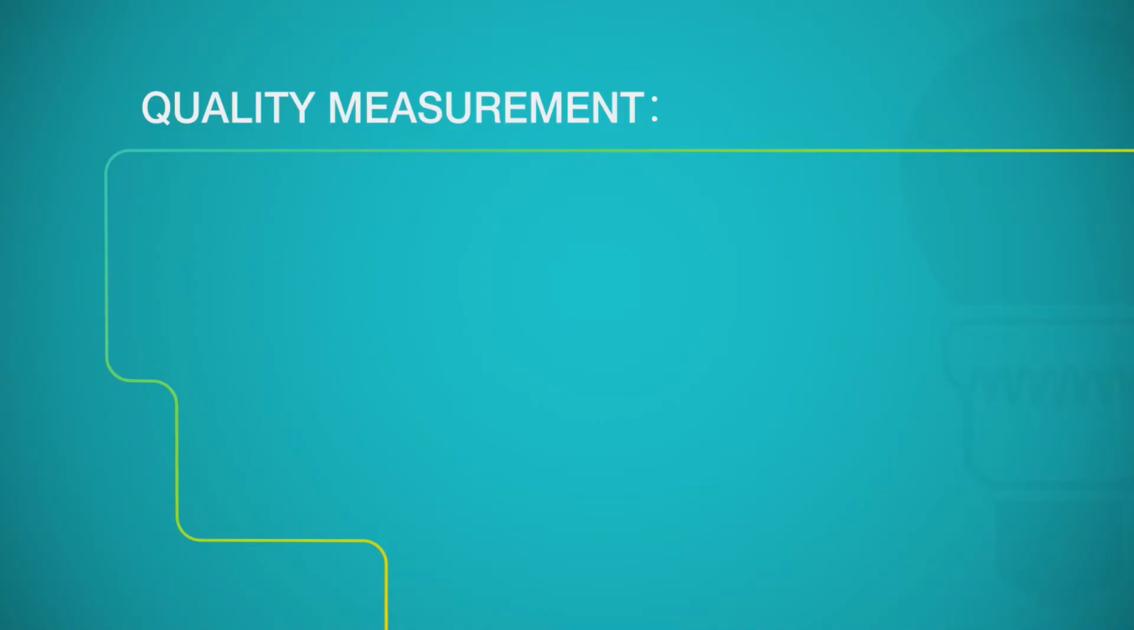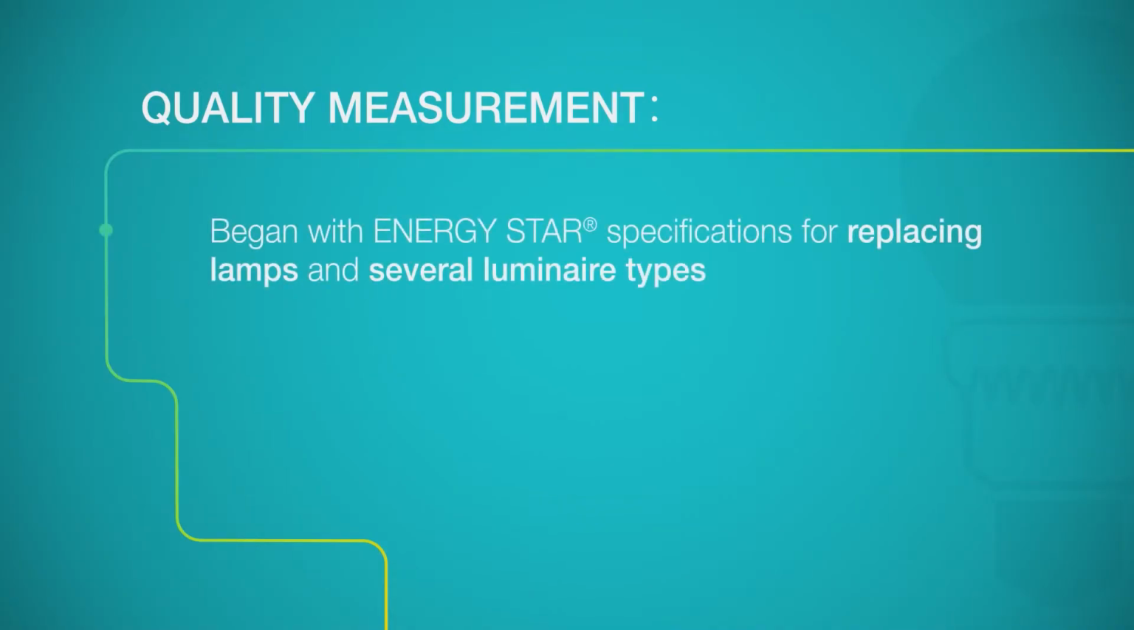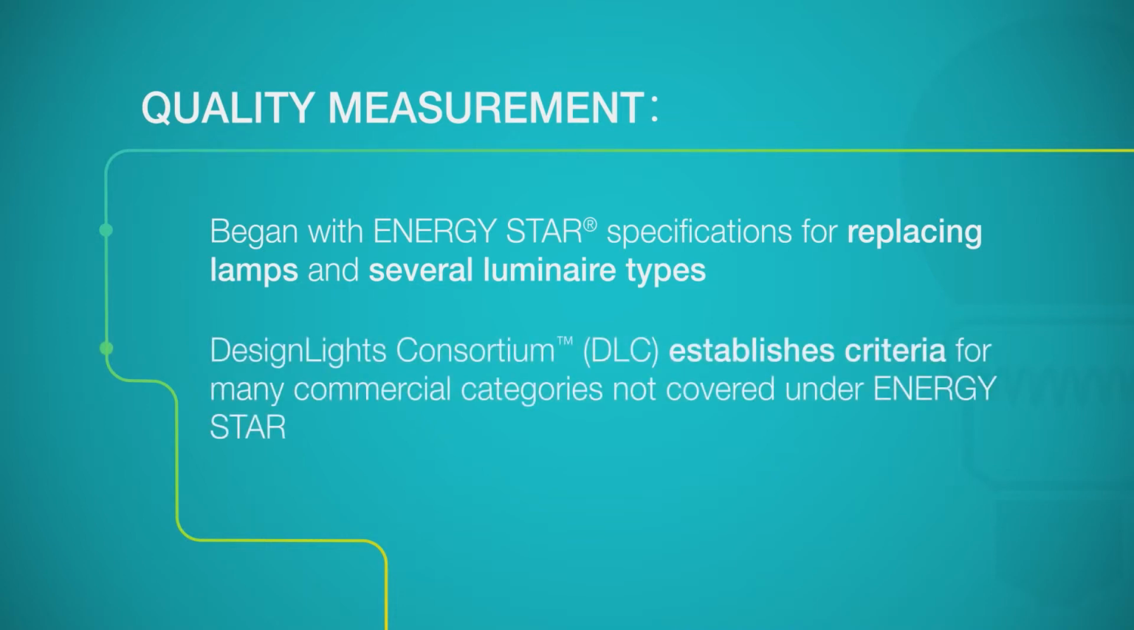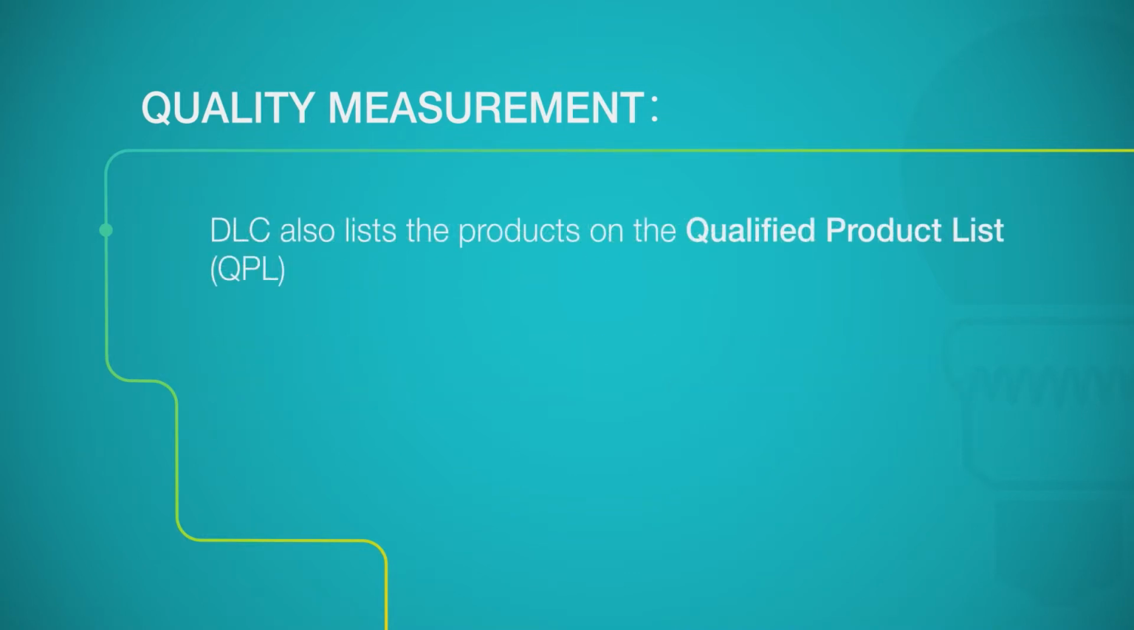Like all emerging technologies, criteria needed to be set to make sure quality was not lost for the sake of energy efficiency, and products were actually performing as manufacturers were claiming. This began with Energy Star specifications for replacement lamps and several luminaire types, including decorative fixtures and recessed downlights. The Design Lights Consortium, DLC, establishes criteria for many of the commercial categories not covered under Energy Star and lists the products on the Qualified Product List, or QPL.